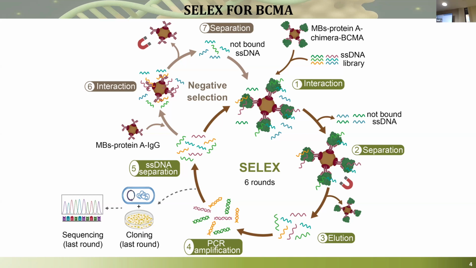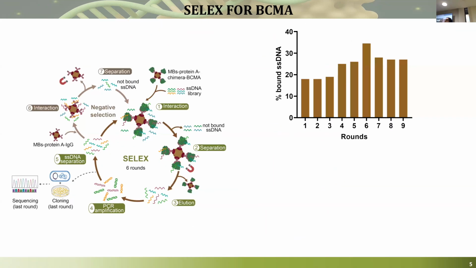start a new round. Also, in all the rounds, we perform a negative selection against protein A and IgG. But in this case, we took the not bound DNA to start the new round. So in this way, we performed 9 rounds of selection. Here you can see the enrichment that we have in each round. We performed this with a binding assay with absorbance measurement.